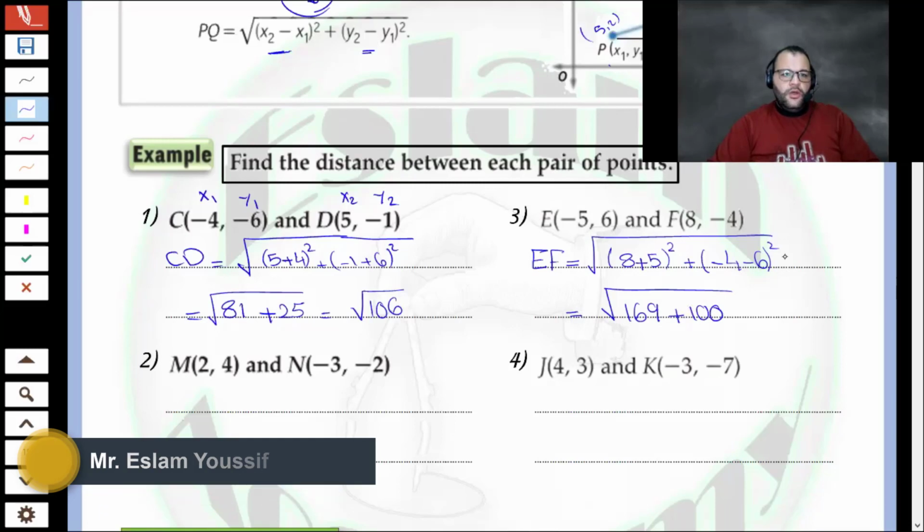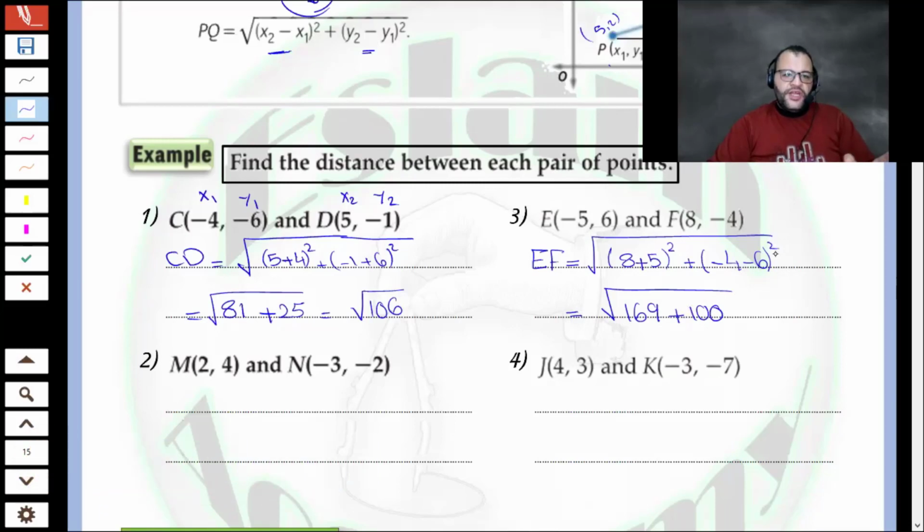Squaring means you remove the negative; the answer must be positive. Because of that, if you say 6 minus 4 or 6 plus 4, it will be the same as negative 4 minus 6, all to the power 2, which is 269.